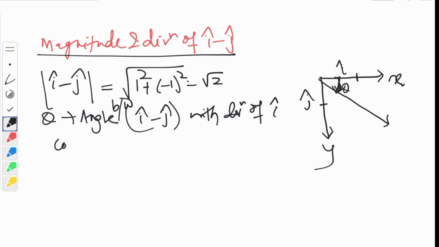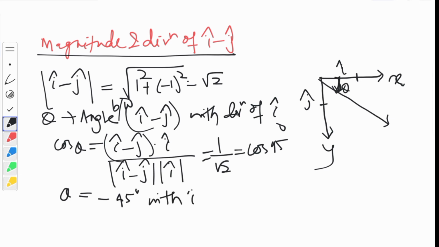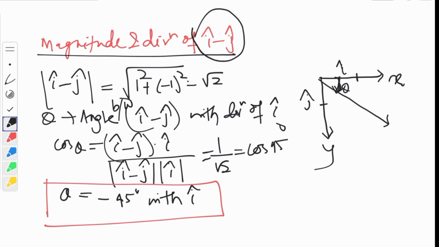Okay, that means your cos theta will be how much? Cos theta will be I cap minus j cap dot I cap divided by modulus of I cap minus j cap, again I cap. So it will be 1 by root 2, that is cos 45 degree. Okay, that means your theta is minus 45 degree with I cap. Children, got the answer? This is the magnitude and direction of this I minus j cap.